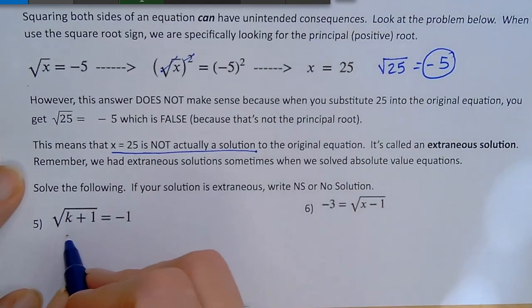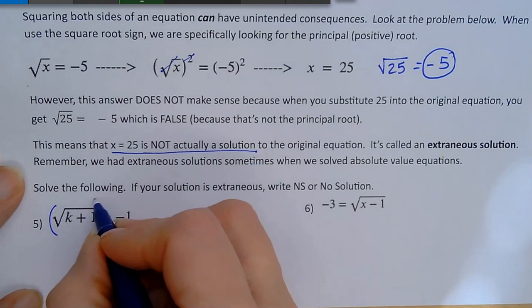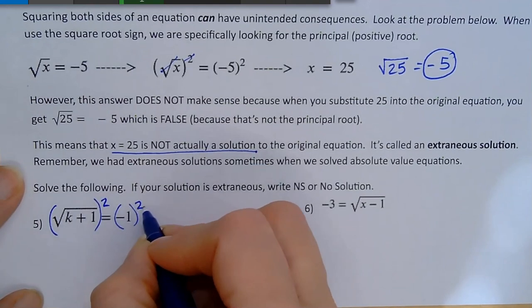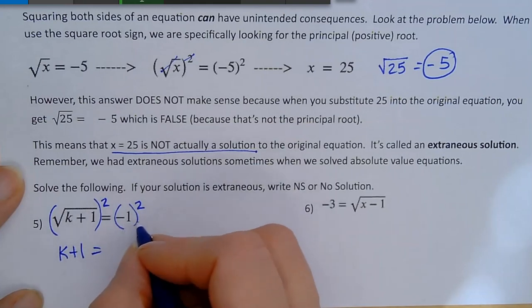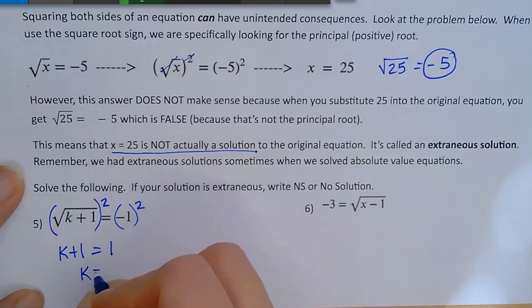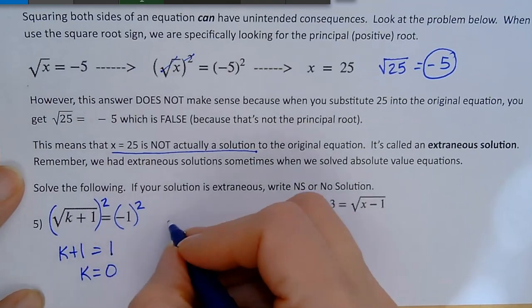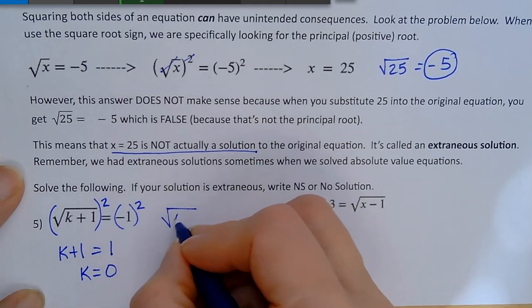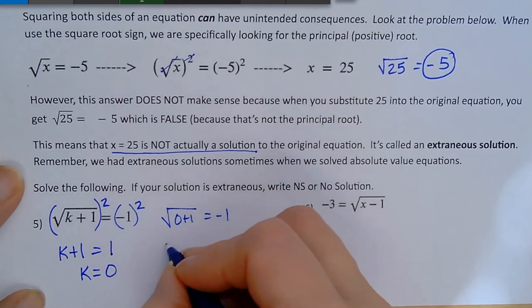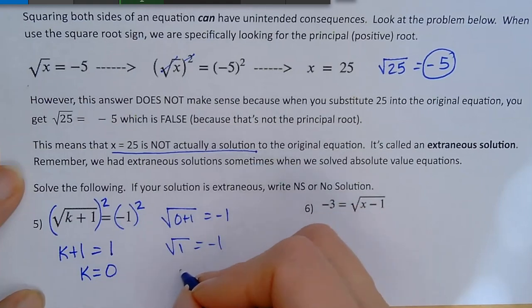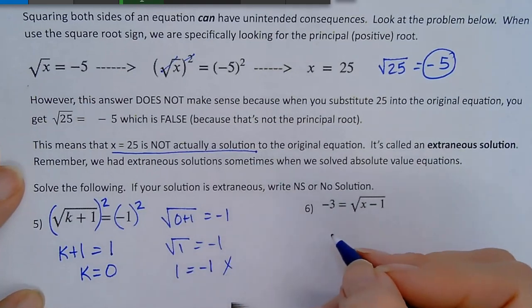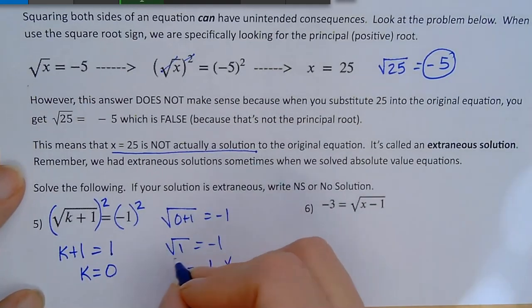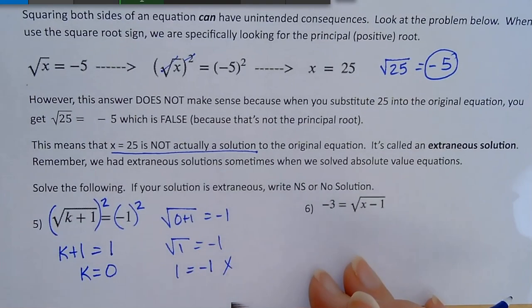So I'm going to say the square root of k plus 1 equals negative 1. I'm going to undo the square root by squaring everything, and so I get k plus 1 equals negative 1 times negative 1 is positive 1, so k equals 0. So if I put that in, I get the square root of 0 plus 1 equals negative 1. The square root of 1 equals negative 1. 1 equals negative 1, and that's not true, right? Again, it's because we want the principal root. We have not asked for the positive and negative roots of anything. We just want the principal root, which is the positive root of a square root.